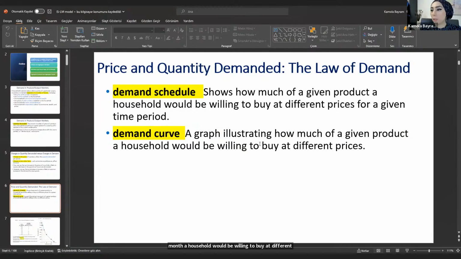So we will use these graphs a lot. And in economics, basically, guys, you have to be very native with reading graphs and tables. That will help you a lot, especially when you will be interpreting the product.